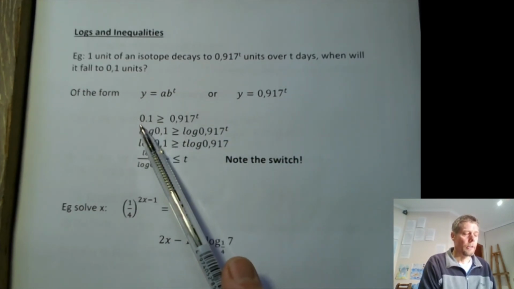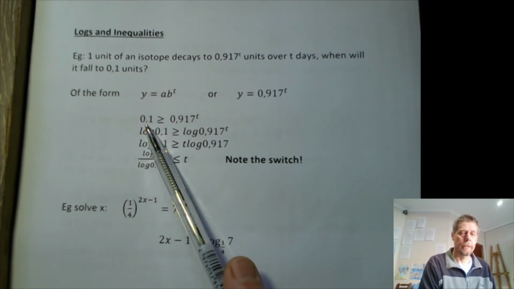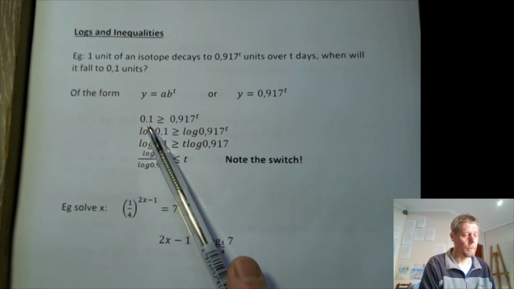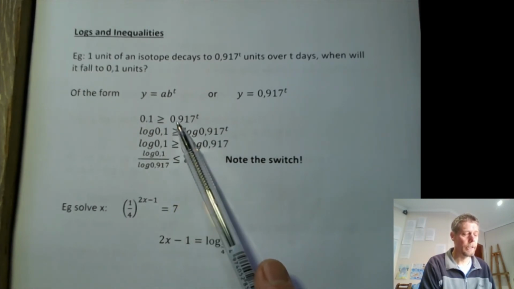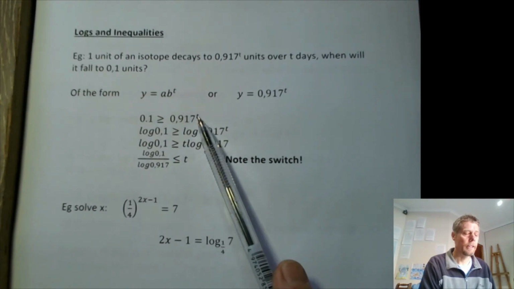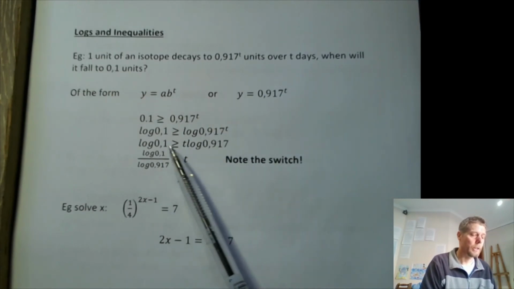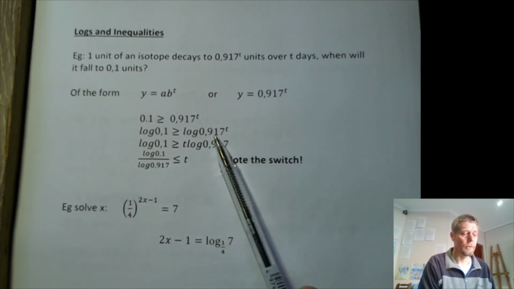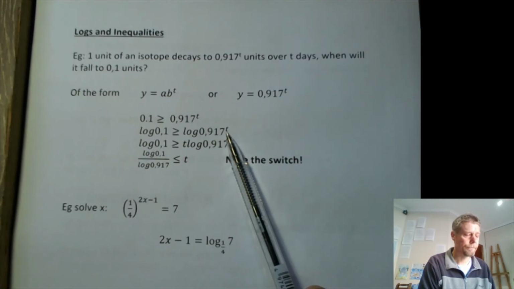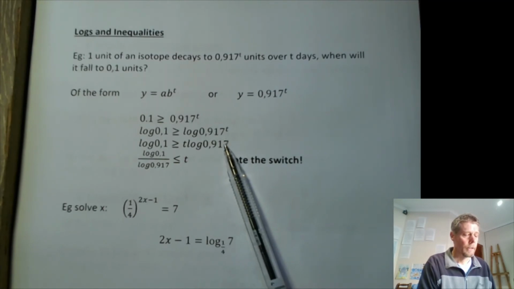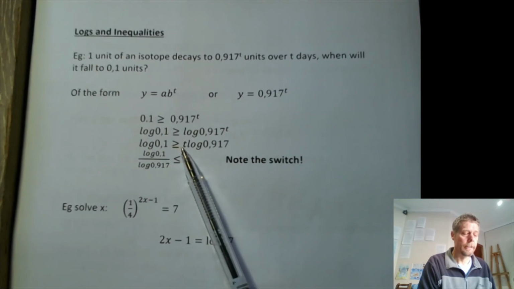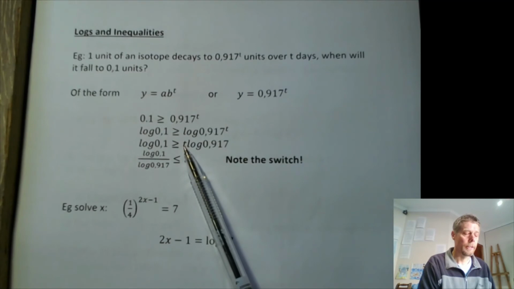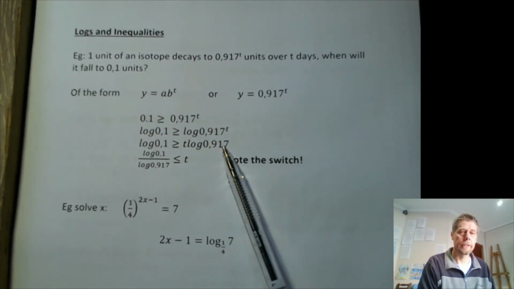Now we want to know, when has it got to smaller than or equal to 0.1? So when is y equal to 0.1? So 0.1 must be bigger than or equal to 0.917 to the t. Now we take logs on both sides, which we're allowed to do. And so we have log of 0.1 must be bigger than or equal to log of 0.917 to the t. This means that log of 0.1 is bigger than or equal to, let's move the t to the front using the power rule, t times log of 0.917.